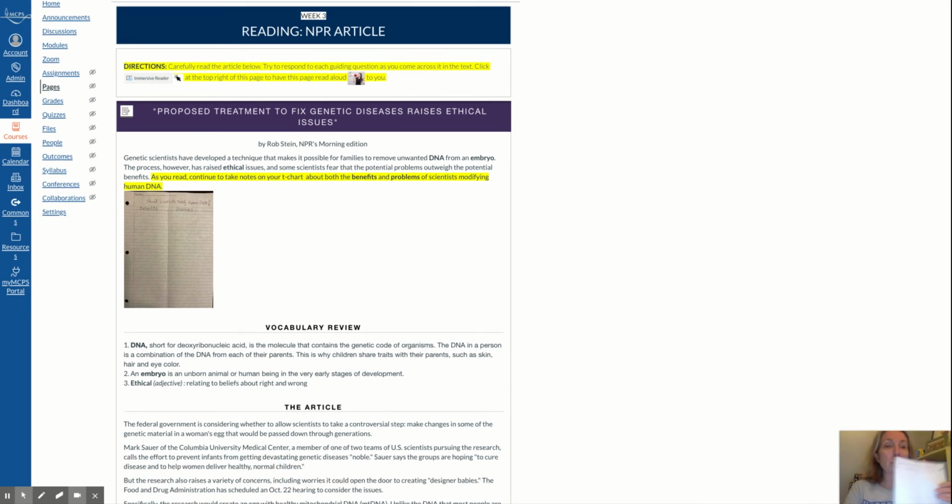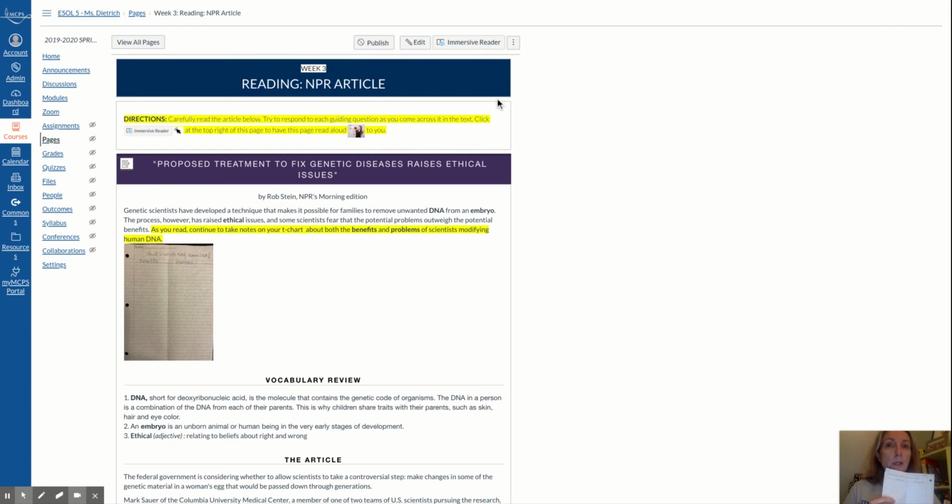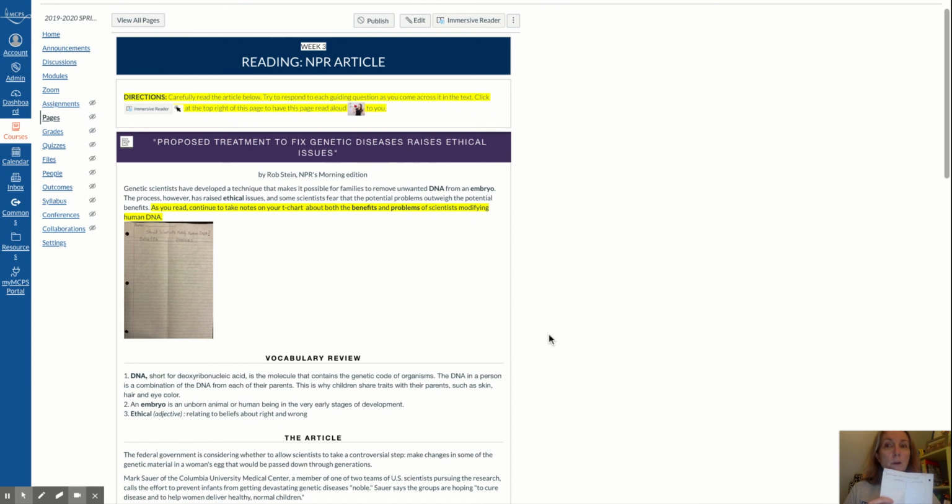you're going to keep your T-chart out because you're going to read this article. When you read the article, you can click on the immersive reader up here to have it read to you, or you can read on your own. This article is about how genetic scientists have developed a technique that makes it possible for families to remove unwanted DNA from an embryo. This process, however, raises ethical issues, and some scientists fear that the potential problems outweigh the potential benefits. So are there more benefits or more problems, okay?